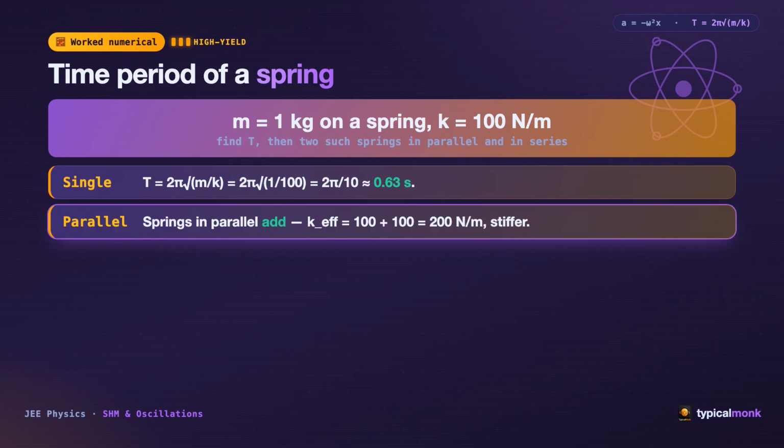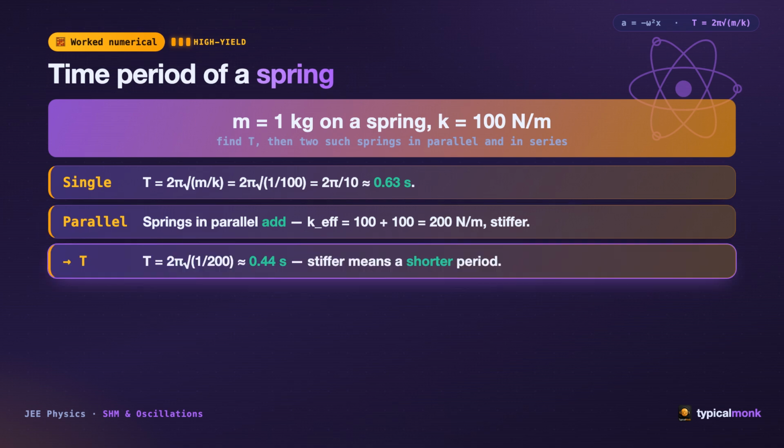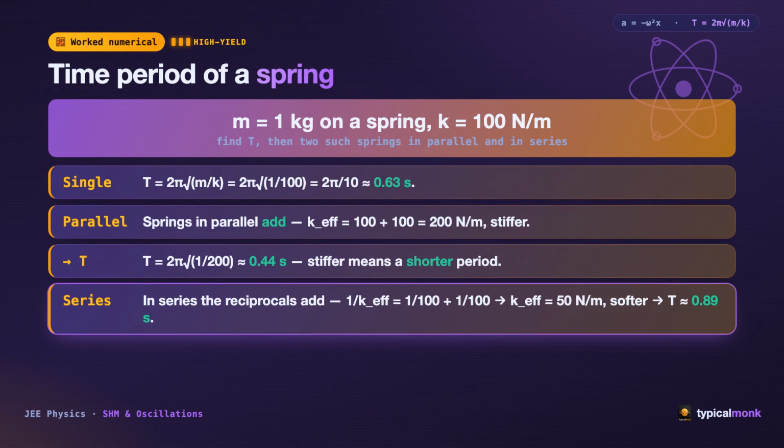In parallel. Springs in parallel add directly. The effective stiffness is 100 plus 100, 200 newtons per meter. Stiffer. Its period, T equals 2 pi root 1 over 200, about 0.44 seconds. Stiffer means a shorter period. In series, the reciprocals add. 1 over the effective k is 1 over 100 plus 1 over 100. So the effective k is 50, softer, and the period is about 0.89 seconds.